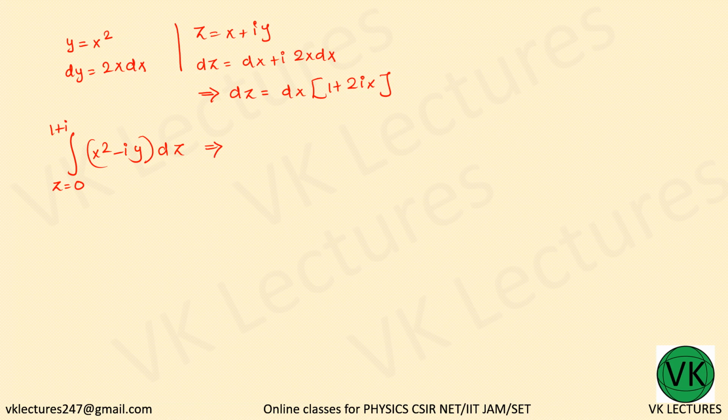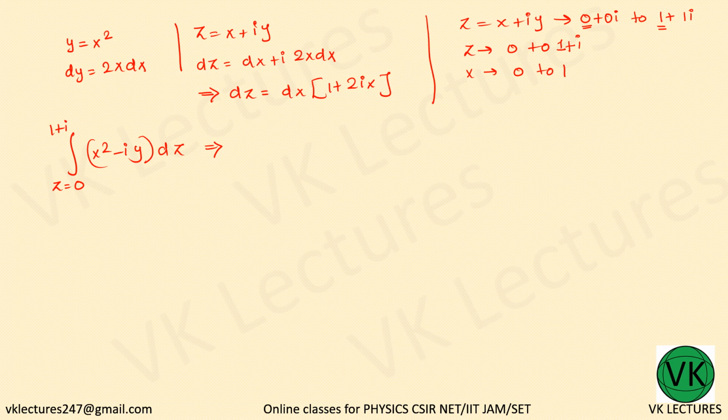Now we also know that z is equal to x plus iy, so when z moves from 0 to 1 plus i, x is moving from 0 to 1. Take this as 0 plus 0i to 1 plus 1i. So the x value goes from 0 to 1.